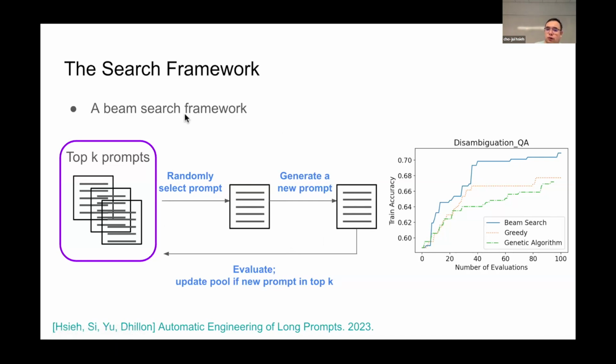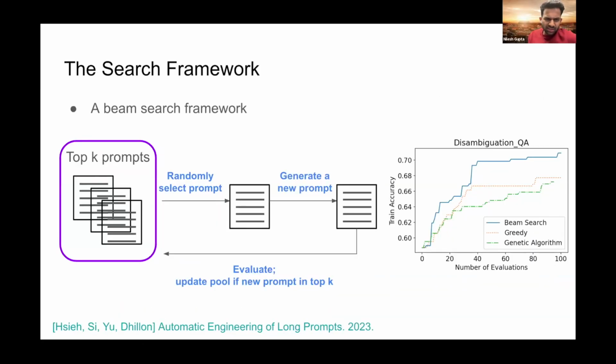We call it a beam search framework because you keep the top K prompts. It's kind of like in the LLM decoding procedure, where you keep the top K candidates when you do the decoding. You can see this is the training process. As the iteration goes, the number of evaluations, meaning how many times you evaluate the prompt, grows, and you get better and better performance on the downstream task.